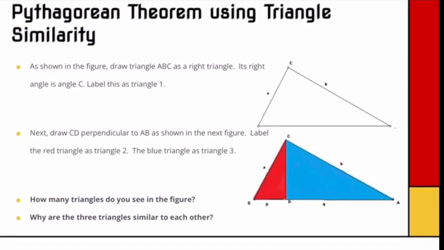Today we're going to be talking about one other way to prove the Pythagorean theorem using triangle similarity. So how can we create similar triangles essentially to help us prove the Pythagorean theorem?